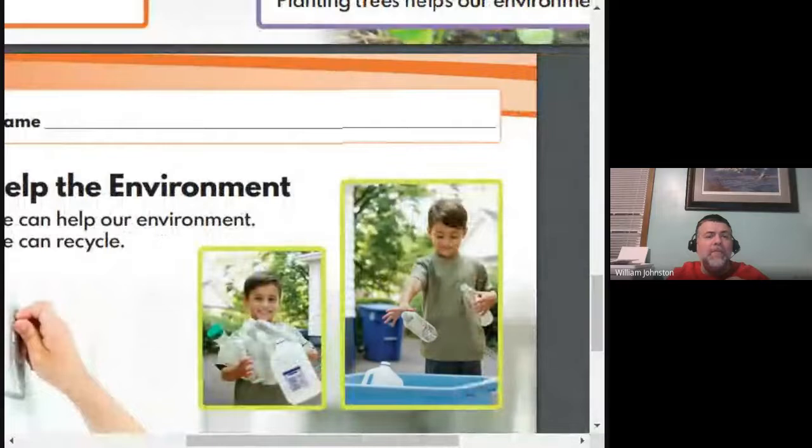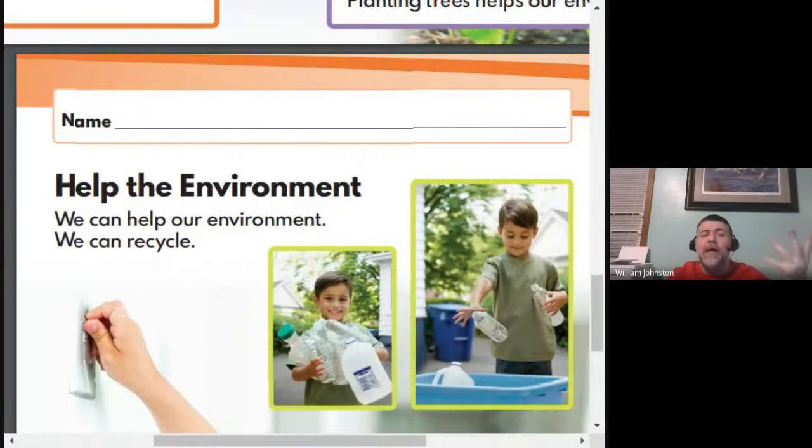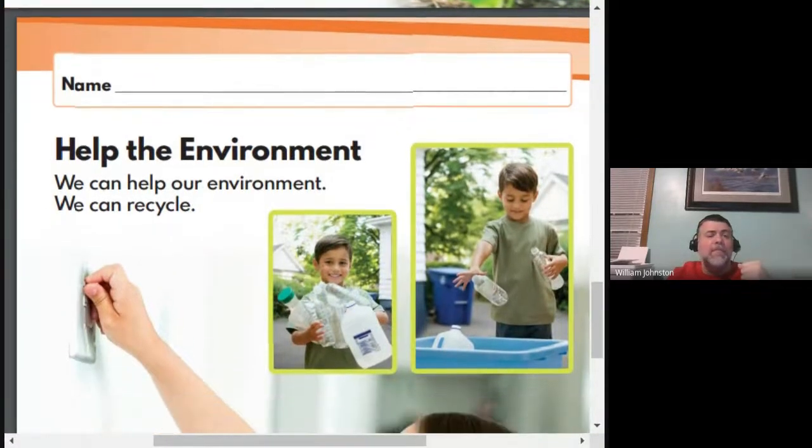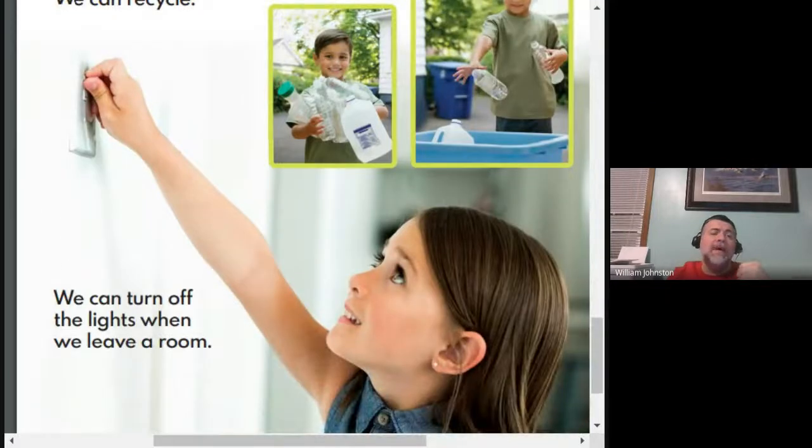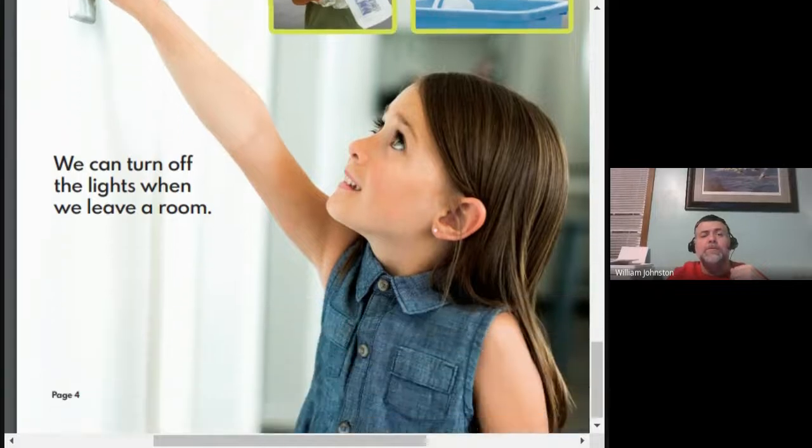And finally, we can help the environment through recycling and by turning off lights when we leave a room. Those are the ways that we can help it.